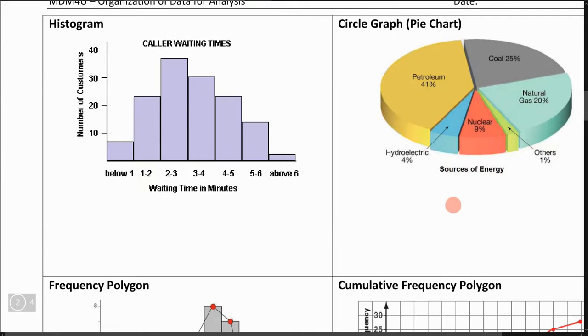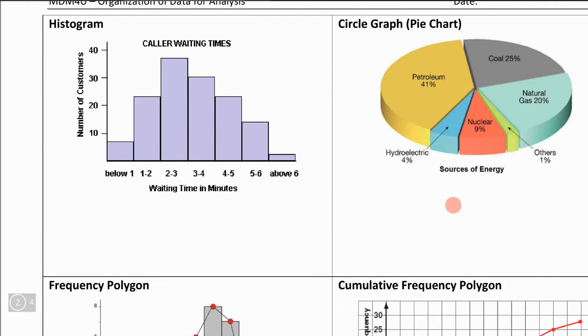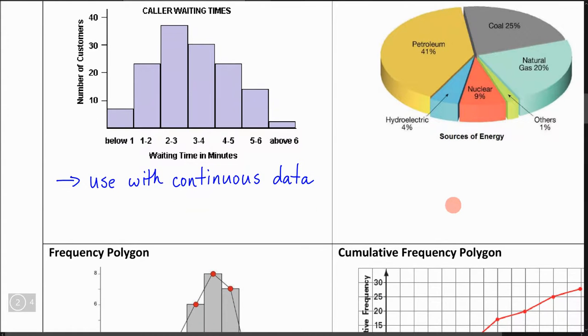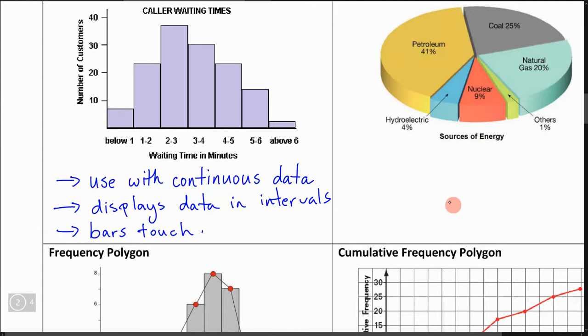All right, so we have another type. Here's the one I was talking about, the histogram. We use this type of display to show continuous data. So we're going to say here, use with continuous data. It displays data in intervals. The connected bars are the way to show continuity as you go from one bar to the next, from one interval to the next. So notice the bars touch here.